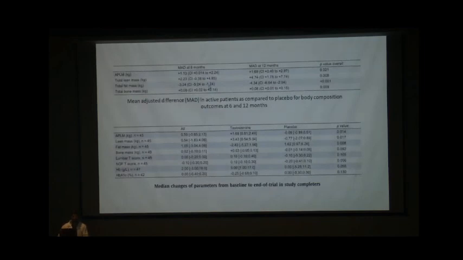This table also shows that patients who had received testosterone had an increase in lean muscle mass, appendicular lean mass, and a decrease in total fat mass. Also, the change of parameters from baseline to end of trial shows that the group who received testosterone had better appendicular lean mass, decreased fat mass, and bone mass was also improved.